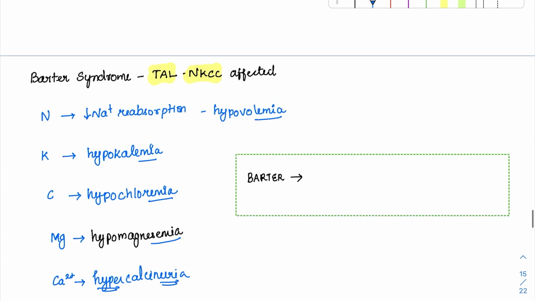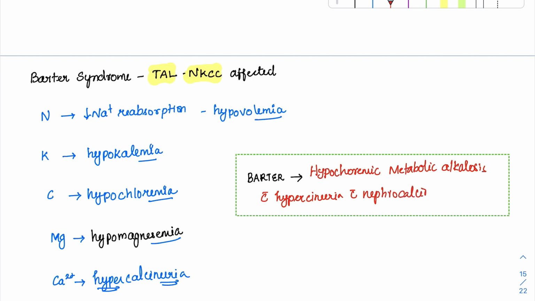So Bartter syndrome, they will give an extensive sentence in most of the books. The extensive sentence is nothing but all the features of it. They would give a sentence like, this is very important for Bartter, that is hypochloremic metabolic alkalosis with hypercalcinuria and nephrocalcinosis. There is hypercalcinuria with nephrocalcinosis. And another feature is there can be hypomagnesemia with nephrocalcinosis also. Hypomagnesemia. So all these features are important.